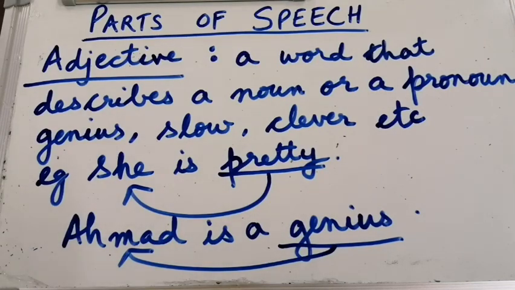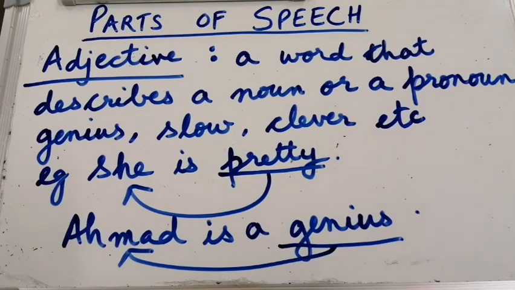Many other words like intelligent, all the colors, like my handbag is black, my scarf is yellow, and many other words like quick, fast, fluent, smooth. These are examples of adjectives. So your home assignment will be, you have to write as many examples of adjectives as you can.